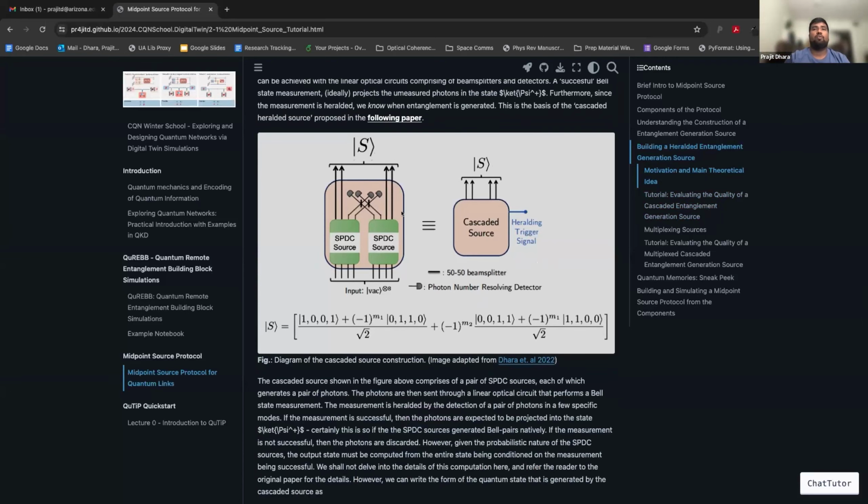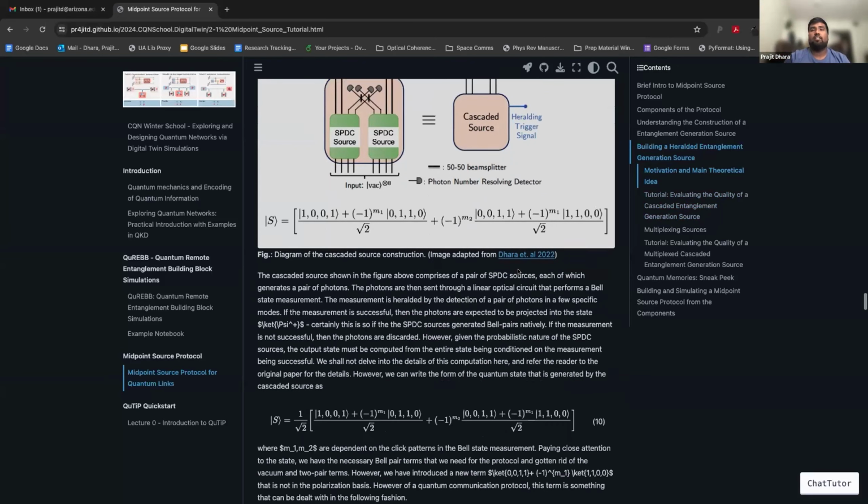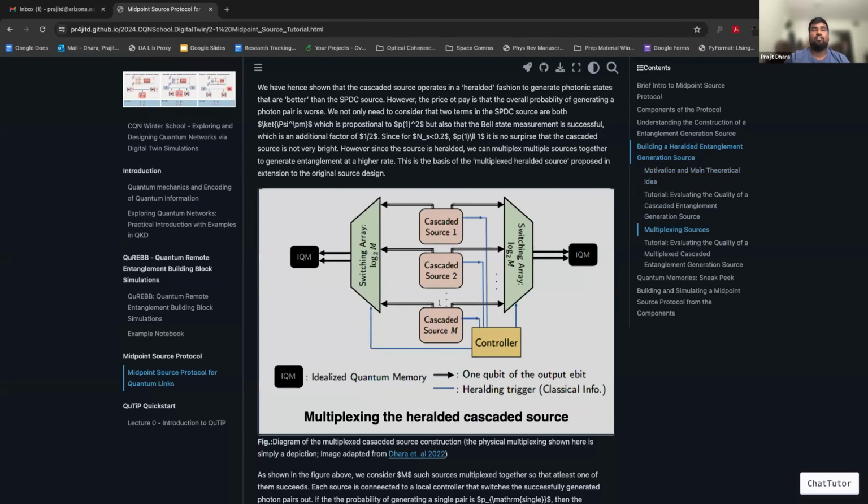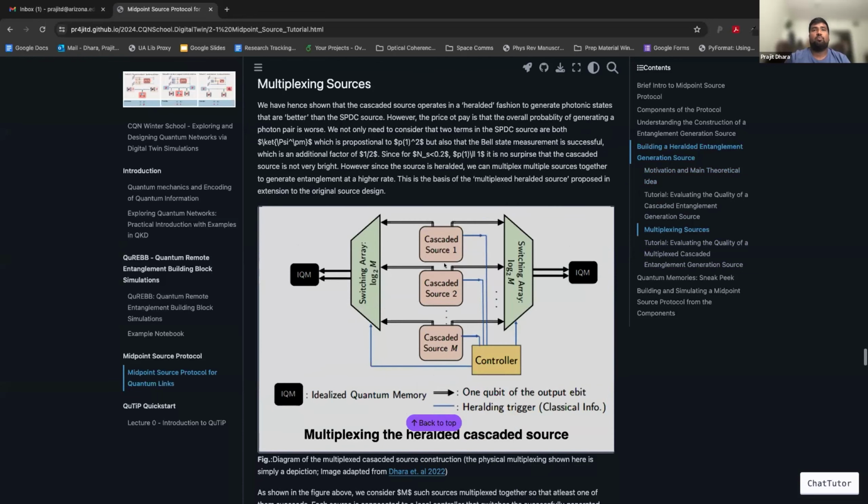You can now think of, what if I combine 10 of these sources, and even if each succeeds 1/10 of the time, at least one of them would succeed some portion of the time. So I string up M of them together in such a fashion. I send all the signals of whether they succeeded or not to a controller. The controller then decides which source to send to two ideal quantum memories that Alice and Bob have. And you can choose, based on the probability of success of each of these sources, whether the quantum memory gets a qubit or not every time slot.